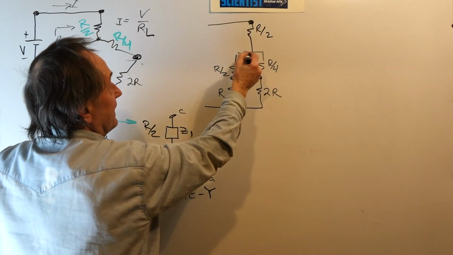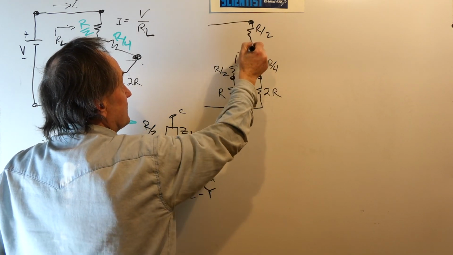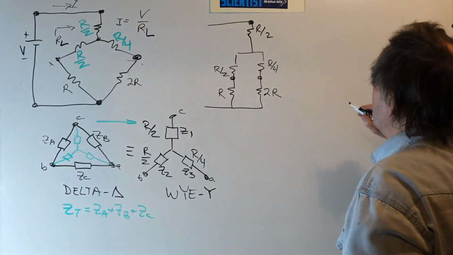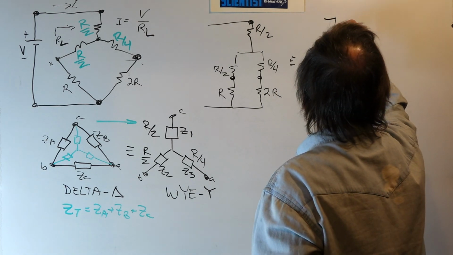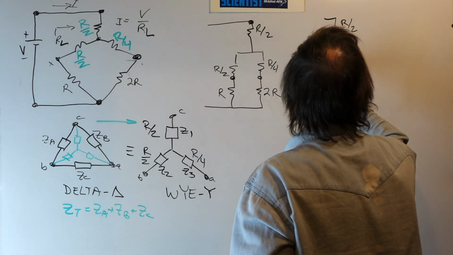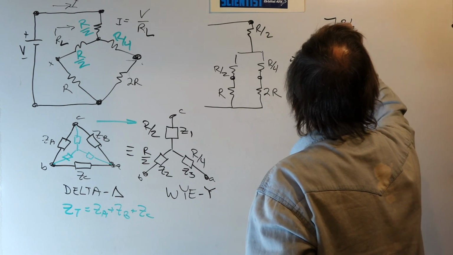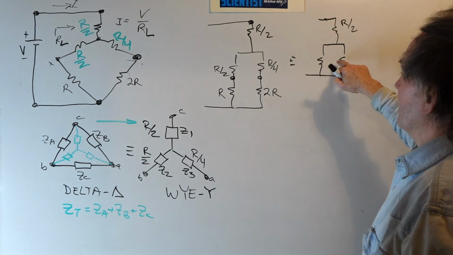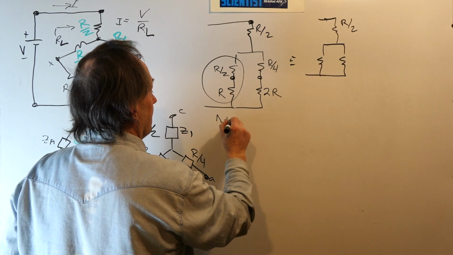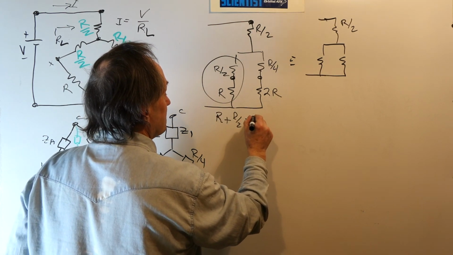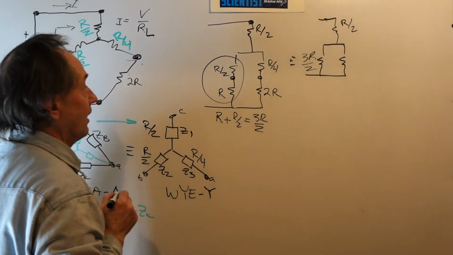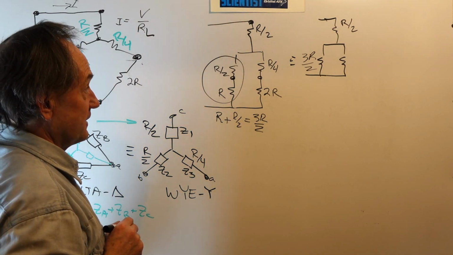So this part is my Y, or my star connection, that I converted from the delta that we had. So let's start combining to find the equivalent network. This we're not going to touch yet. That's R over 2. Now I can combine these two series elements to give me a single equivalent resistance. Series resistors add, so this is R plus R over 2. So this will be 3R over 2 for this one. So this is 3R over 2. R plus 1/2 R is 3/2 R.